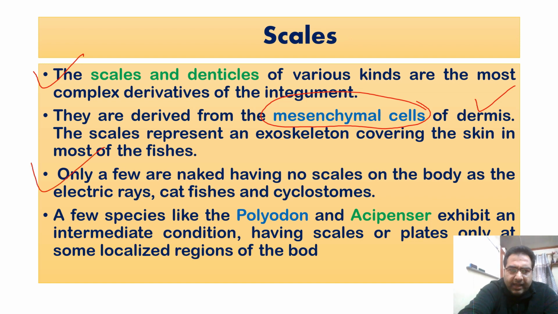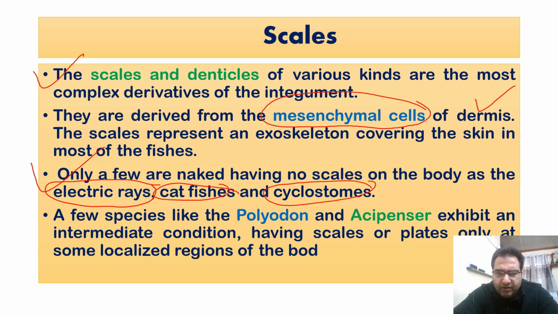Only a few fishes are naked, having no scales on the body, such as electric rays, catfishes, and cyclostomes. Though many books write cyclostomes among fishes, they don't come under the series Pisces. We call them Agnathostomata, but in many books they are considered jawless fishes. That is why we mention the cyclostomes in this part as well.